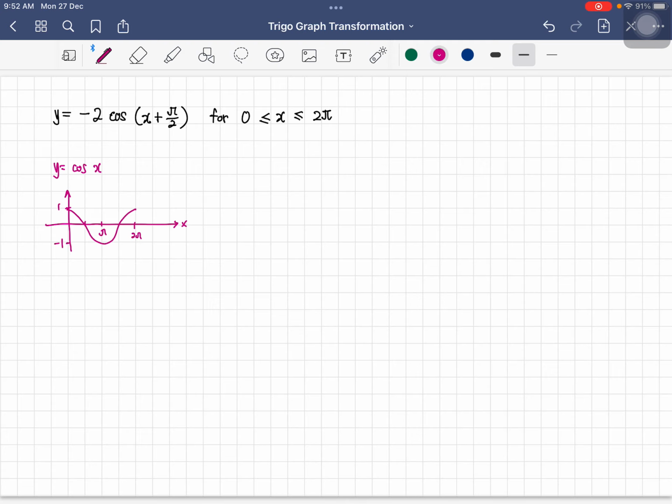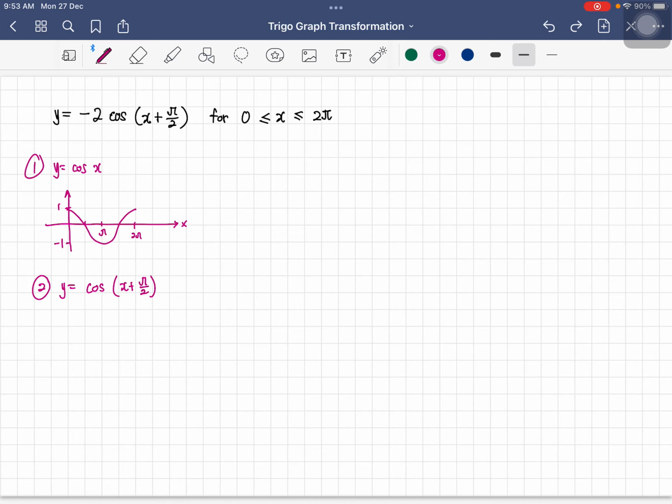And then I'm going to shift this graph to the left by pi over 2 units. This is the first one, and the second one I'm going to sketch is cos of x plus pi over 2. That means I'm going to shift this cos of x to the left because it is positive here.